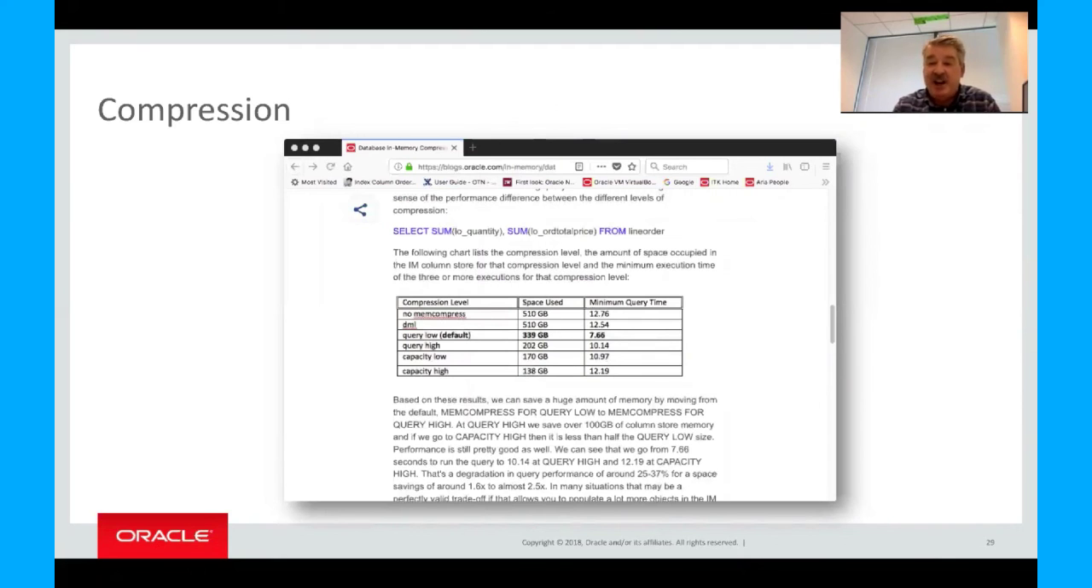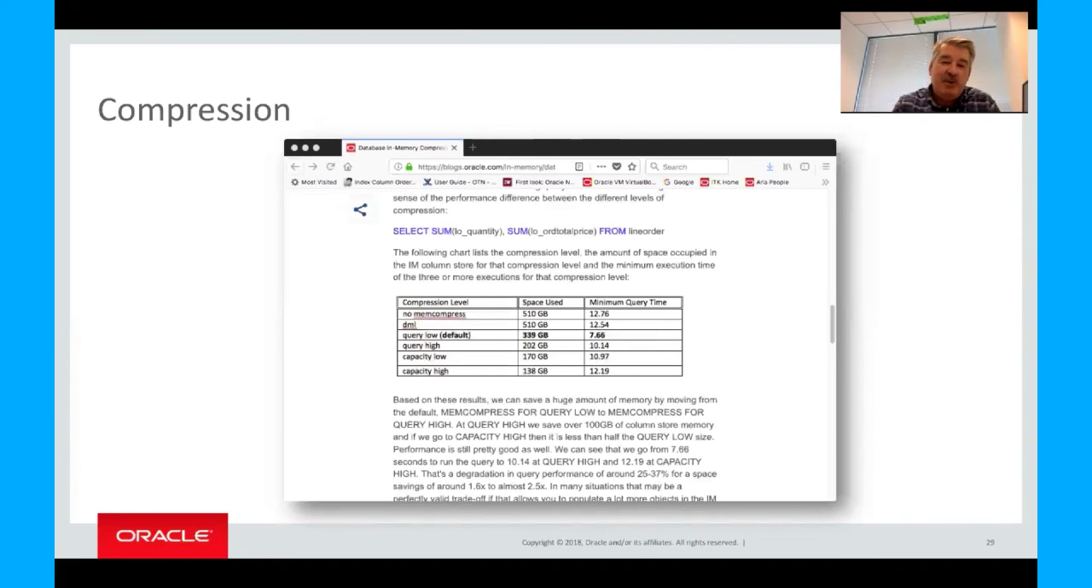You may not be able to do all objects at the same level. You may have certain objects that benefit from higher levels of compression and other objects that don't. There is a compression advisor where you can test the amount of compression you'll get from different levels, but it won't tell you the performance, so you have to benchmark on your own. But back to the higher compression levels, MEMCOMPRESS FOR QUERY HIGH and then CAPACITY LOW and CAPACITY HIGH actually add a zip-like compression on top.